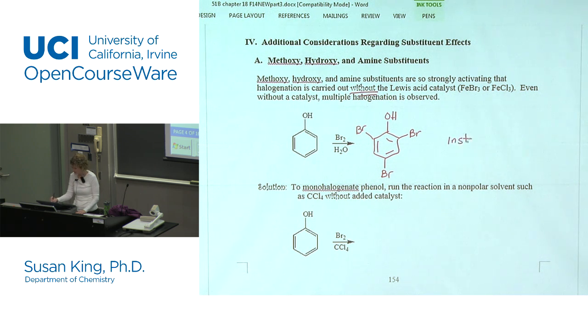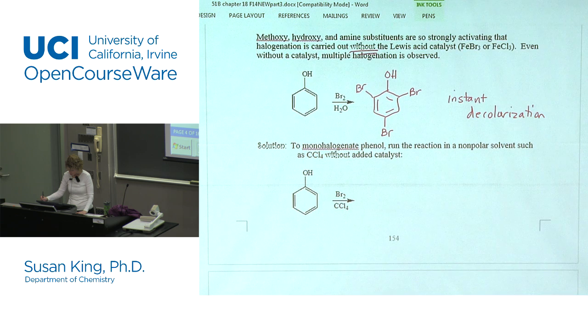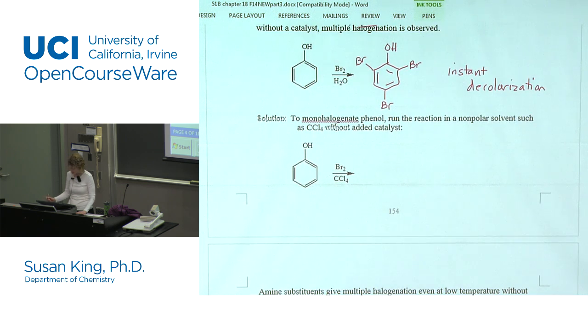instant decolorization. Bromine is a deep, brown-red color, and when you add it, it's going to instantly decolorize, which means that reaction is happening very rapidly at room temperature, and all three ortho and para positions are filled. To monohalogenate phenol, run the reaction in nonpolar solvents such as carbon tetrachloride without added catalyst.